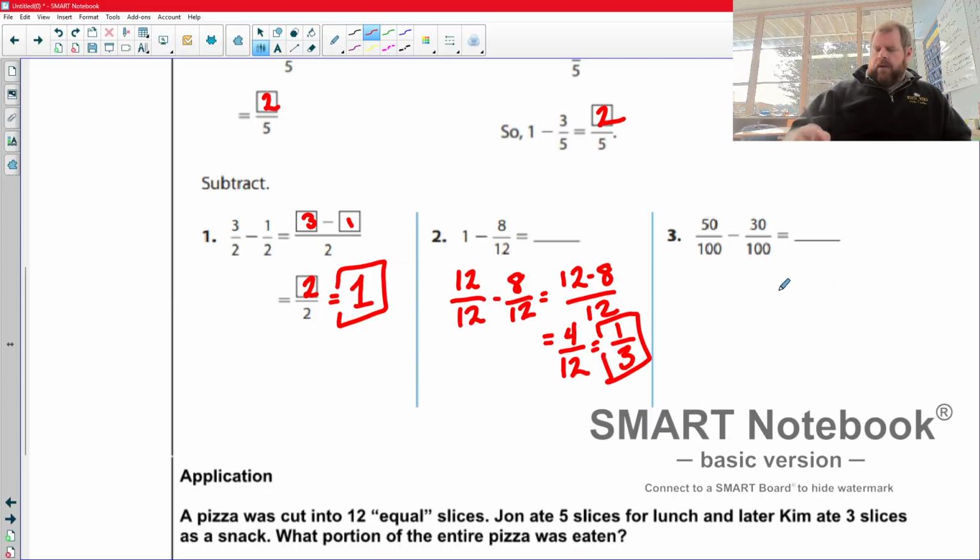Number 3, kind of going back to the same idea from the last number 3, the adding number 3. I don't really want to mess up my common denominators right now. I can go 50 minus 30 on top and 100 on the bottom. 50 minus 30 is 20 over 100. That could simplify to 2 over 10, or probably better would be 1 over 5.